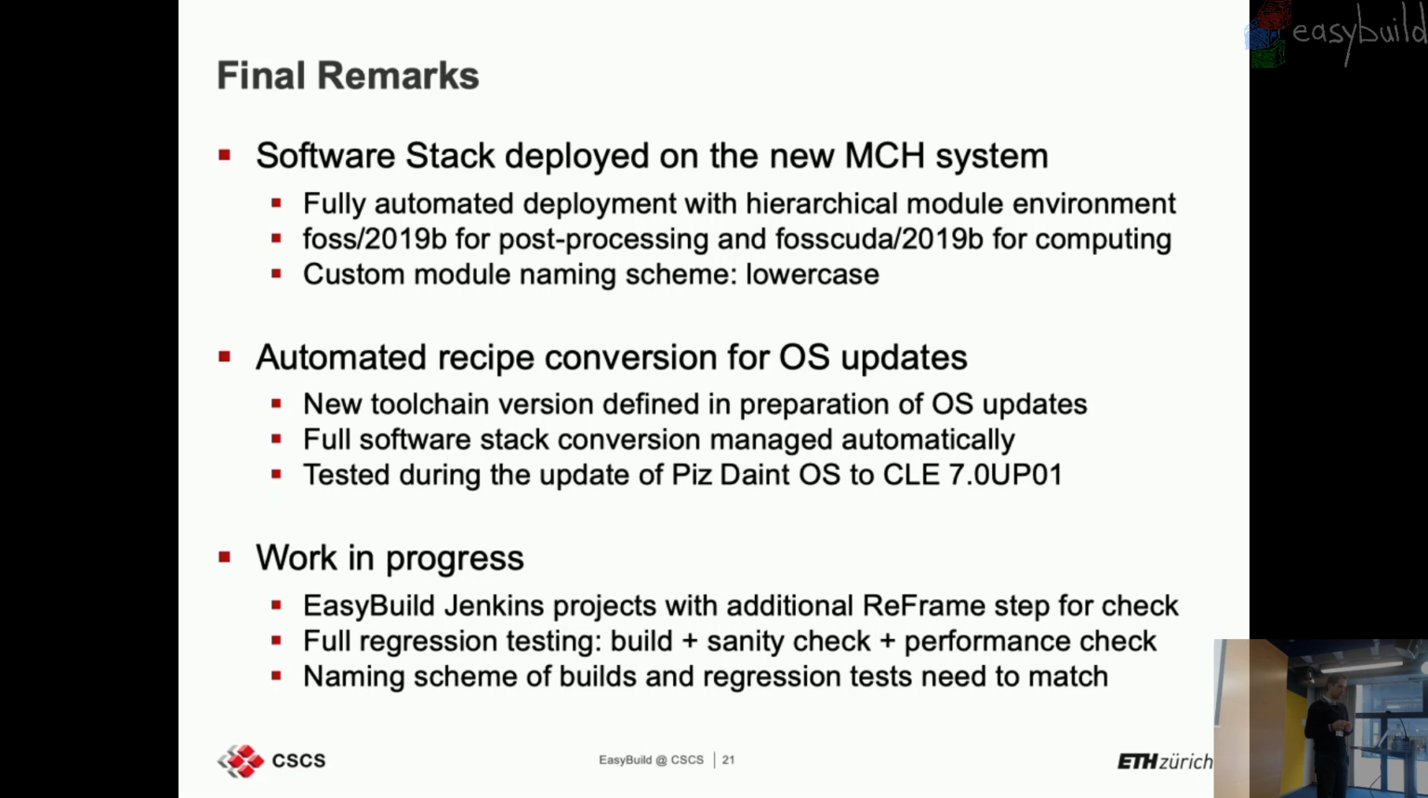Another important thing is the automated recipe conversion for OS updates that I mentioned before, that was tested during the recent update in November of Piz Daint to the recent operating system. And work in progress: extend our Jenkins pipelines with EasyBuild and add a ReFrame step in order to immediately check the regression test, not only the build and the sanity, but also the performance of the newly installed software. We need then to take care of the naming scheme because they have to match.